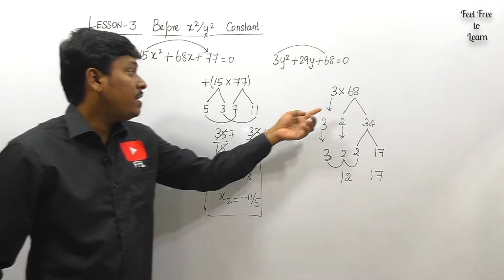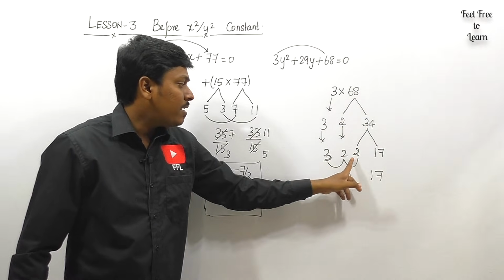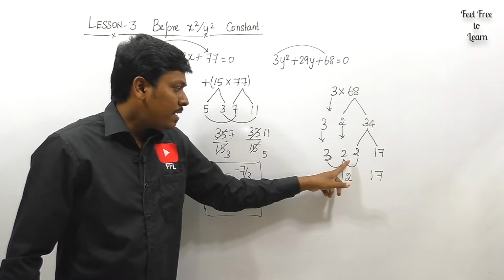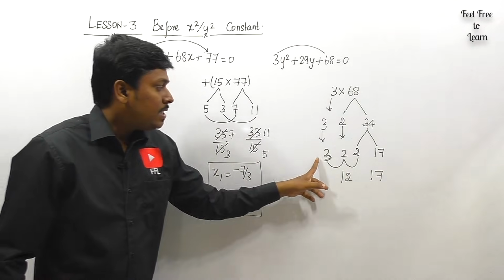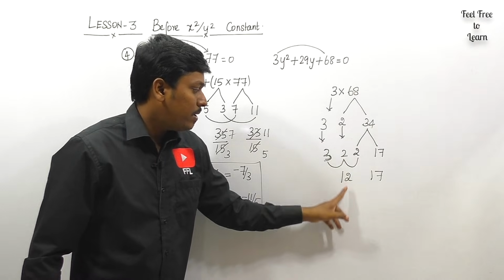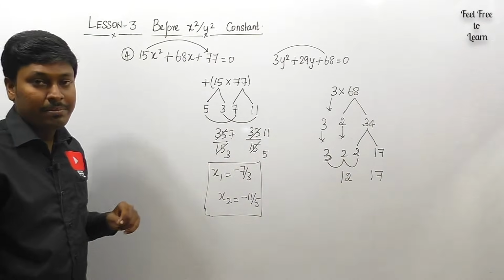So friends, listen carefully. I wrote this 68 as 2 into 34. And 34 can be written as 2 into 17. So finally, by using these numbers, you can multiply 2 or more than 2 numbers, right? So 3 into 2 will be 6. 6 into 2 will be 12. And the remaining number is 17. So when we add both the numbers, the resultant will be 29.